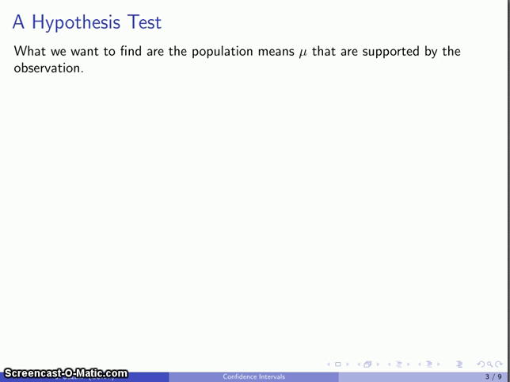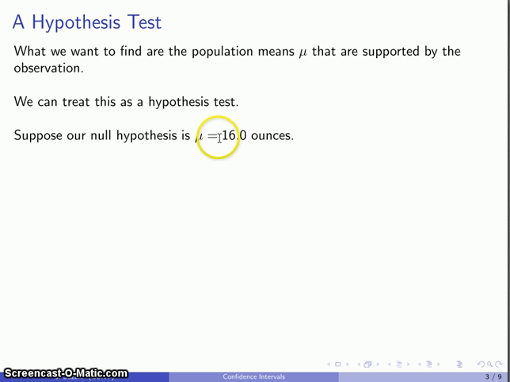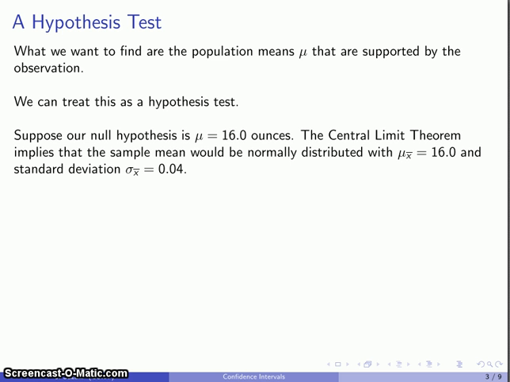So let's think about this as a hypothesis test. We would make a hypothesis, for example, the mean is 16.0 ounces. That's completely arbitrary, but it's going to serve as a good example. And my central limit theorem says that if I pull a sample from a population with a mean of 16.0 ounces, then the sample mean would be normally distributed with a mean of 16.0 ounces, and our standard deviation, which would be what we calculated before, that standard deviation of the sample mean, 0.04.